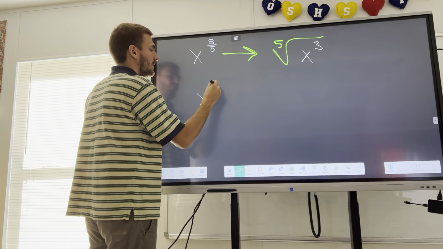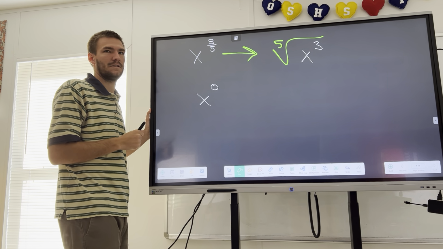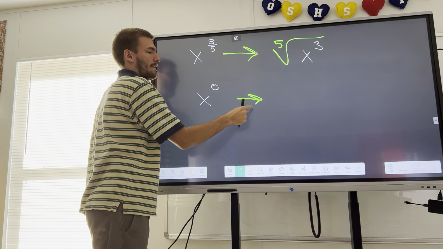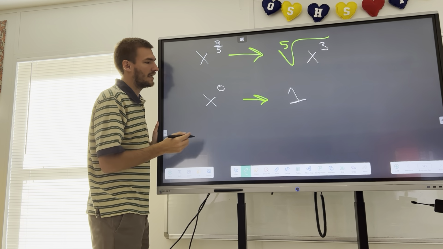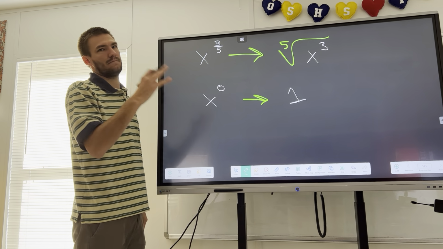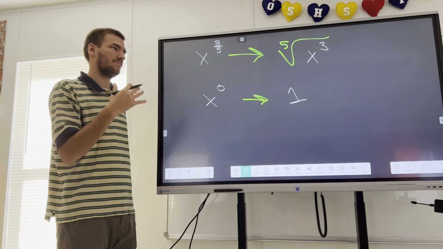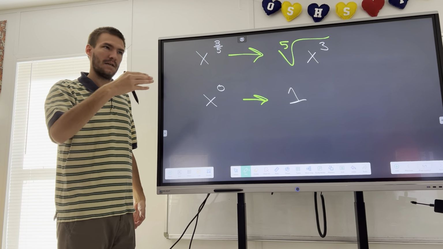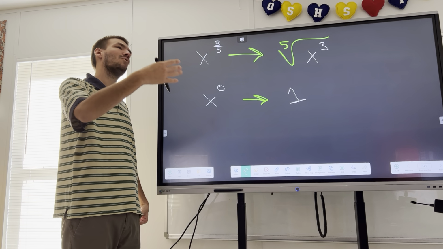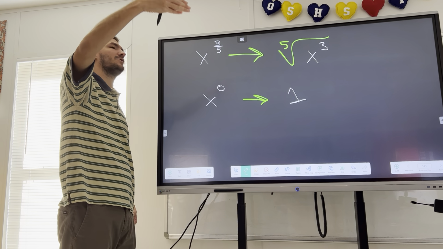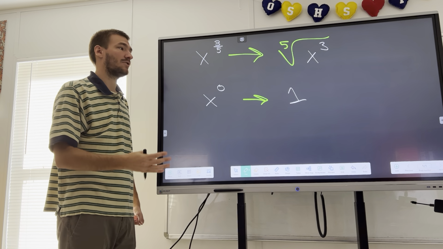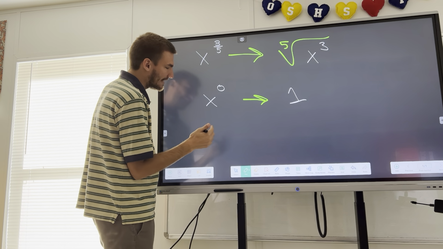Do we know what x power 0 is? Do you know what that is? 1. Yes, anything power 0 is 1. I don't care if it's 30 power 0, it's 1. So we gotta know that. Let's keep it going. After whole numbers, that's 0, 1, 2, 3, 4, 5, 6, 7, 8, we need to introduce the negative numbers. That's called integers. So what about integer exponents?